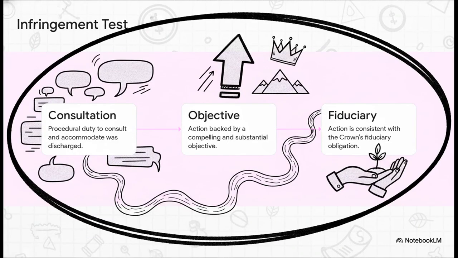And building right off Sparrow, we have this three-step test from Tsilhqot'in that determines if an infringement on Aboriginal title specifically is legally justified. Step 1, did the government properly discharge its procedural duty to consult and accommodate? Step 2, is the action backed by a compelling and substantial public objective? And Step 3, is the action substantively consistent with the Crown's fiduciary duty to that specific Indigenous group, keeping in mind that the land is held for future generations? If the government fails even one of these steps, the infringement is unconstitutional.